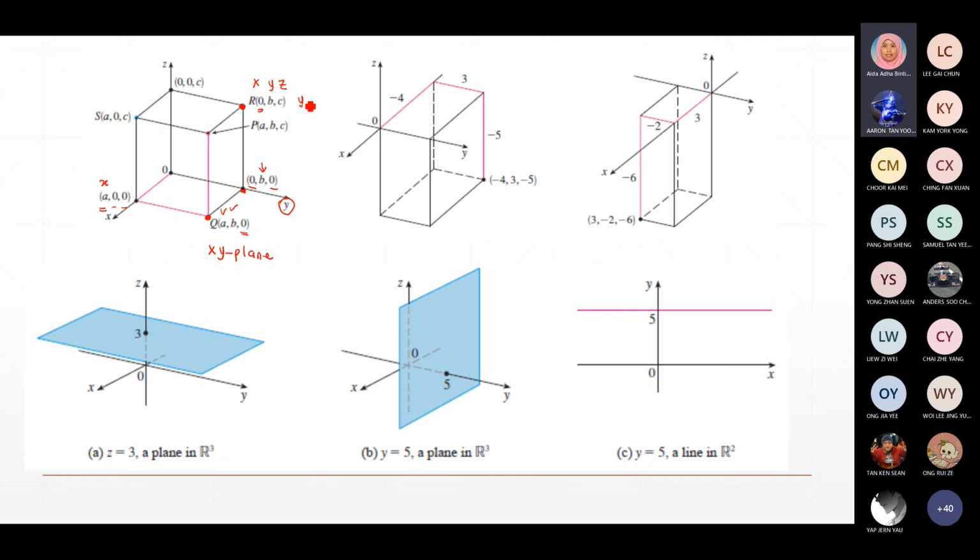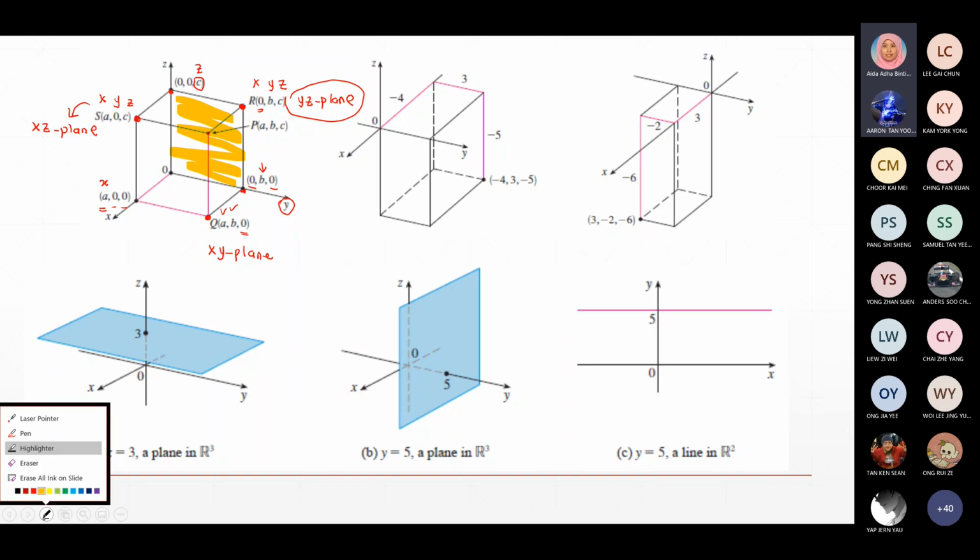is on the YZ plane. For this one, (0, 0, c) refers to the coordinate on the Z axis, so you can see this is on the Z axis. And how about this? You have x equal to a, y equal to 0, and z equal to c. Clearly, this point S is on the XZ plane. So where is the XZ plane? This is your XZ plane.